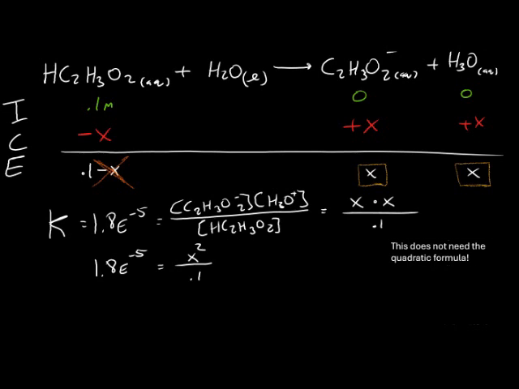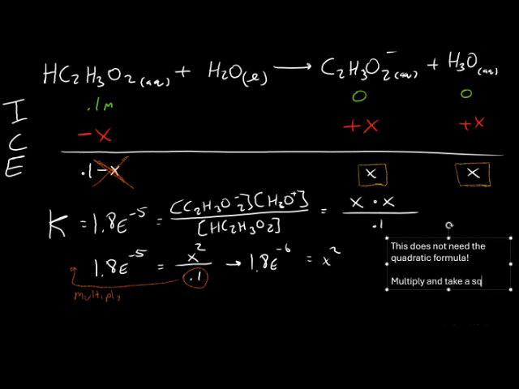What we need to do is take the 0.1 from the denominator and multiply it over to the left side. We will end up with 1.8 times 10 to the negative 6 equals x squared. And now all we need to do is take a square root on both sides. When we take the square root, we'll get the value for x. And on the left, we can just use the square root function in a calculator. Our answer will be 0.00134.